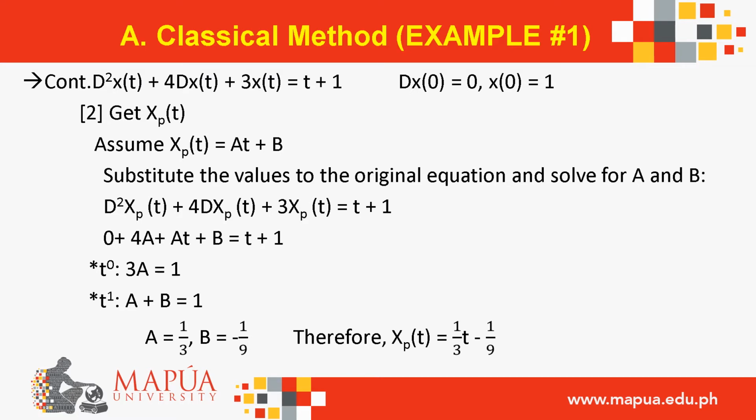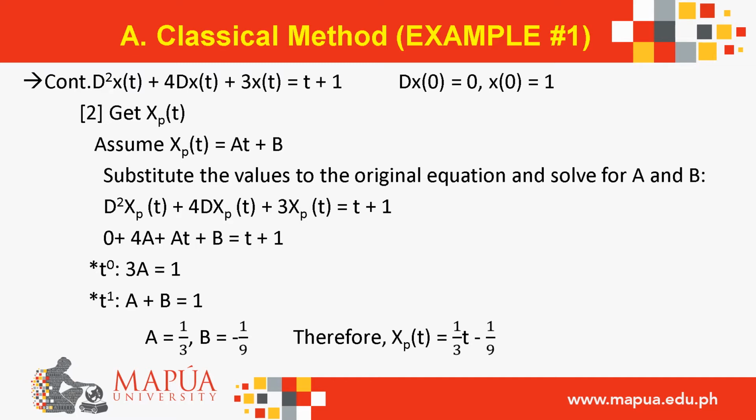Obtaining the value of a equal to 1/3 and b equal to negative 1 over 9. Therefore, x of t is equal to 1/3 t minus 1 over 9. Since we know already the value of the homogeneous solution and the value of the particular solution, we must use the superposition principle to get the total solution of the differential equation using classical method.